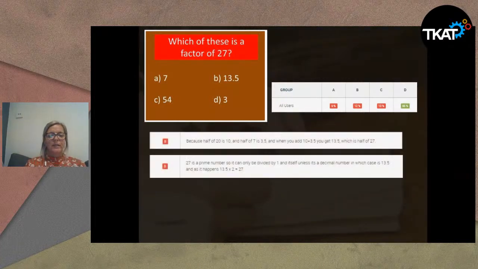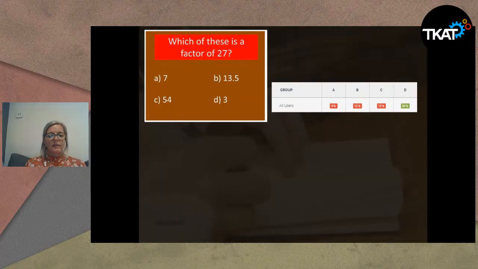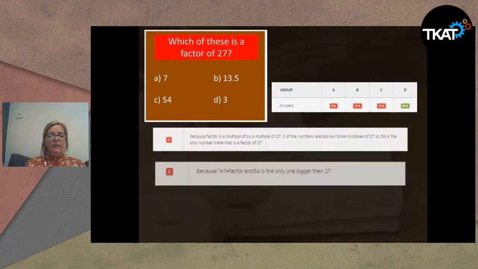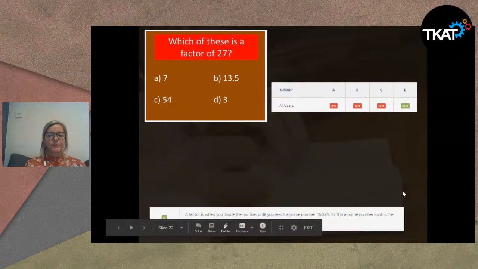Some people who put B as an answer have not really understood that we're talking about whole numbers being factors. And then another misconception linked to multiples. They're confusing multiples and factors and haven't really understood that a factor has to be smaller than the number itself.